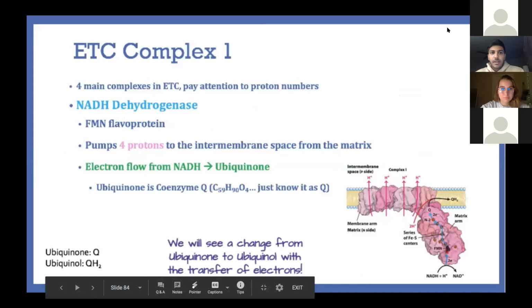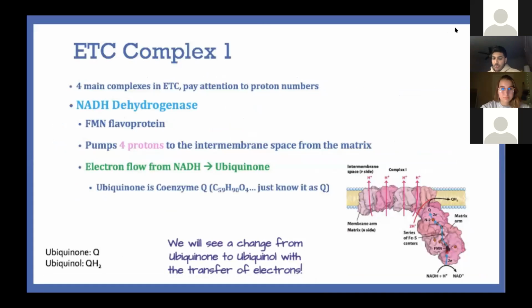There are essentially going to be 4 main complexes that I want you to focus on for electron transport. The first one is going to be your NADH dehydrogenase. You don't typically have to know what the enzyme is. Just know you have complex 1, 2, 3, and 4. Complex 1 pumps 4 protons.